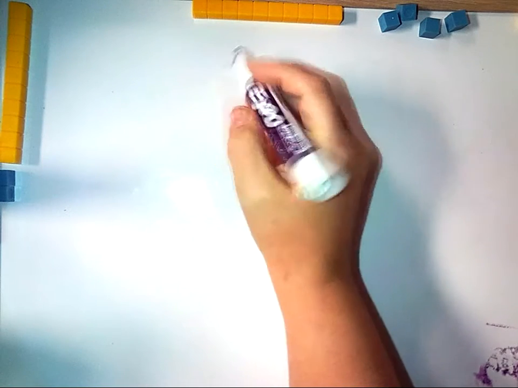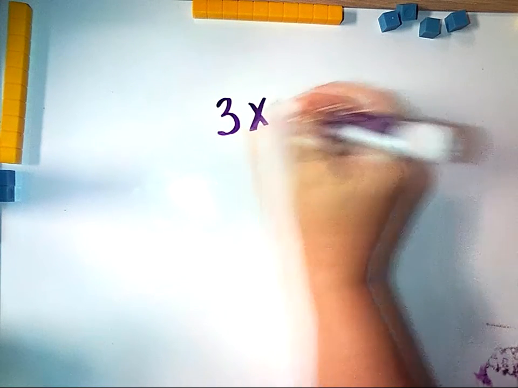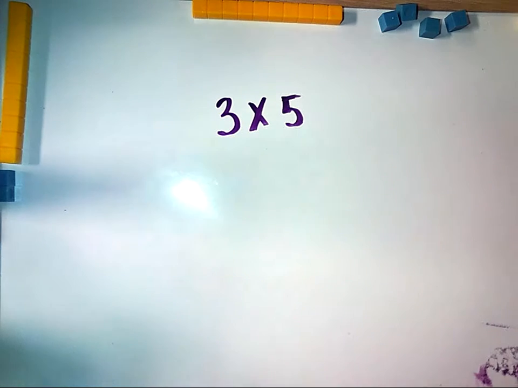Okay, now I'm going to show you how to use base 10 blocks for multiplication. So starting off, once again, very basic. If we have, say, 3 times 5, well, we teach our students that 3 times 5 means 3 groups of 5. 3 groups of 5. So, 3 groups of 5.